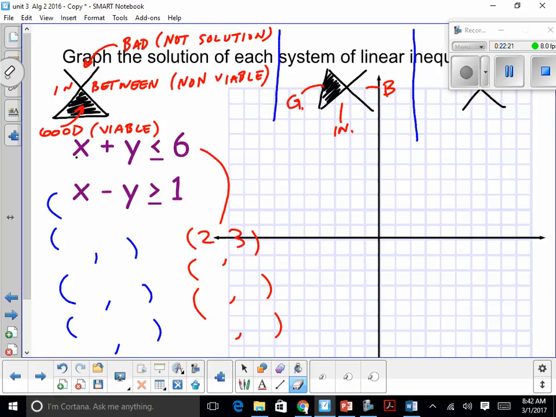Let's try this. Someone give me 2 numbers that when I subtract them, they are greater than or equal to 1. Five, 4, good at that. Someone different give me another set of numbers that when you subtract them, they are either bigger than 1 or they're equal to 1. 4 and 5.